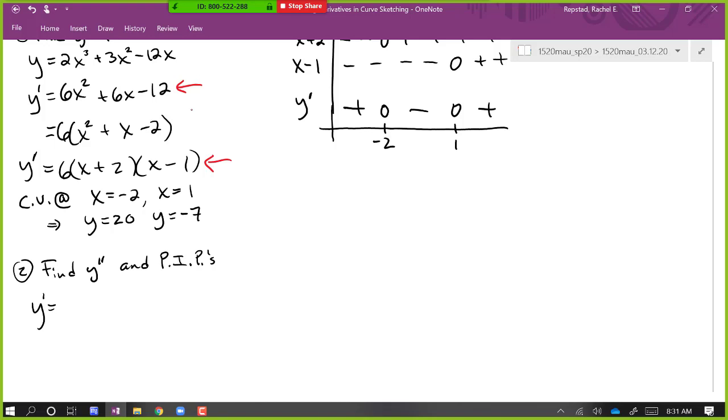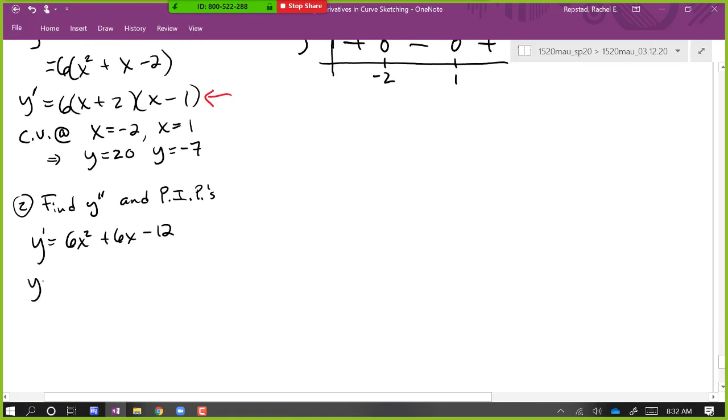Unfactored. The unfactored one, right? Because I don't want to use the product rule. So y prime is 6x squared plus 6x minus 12. So that means our second derivative is 12x plus 6. Great. All right, so the second derivative is linear. We could take out a 6 if we want. Really, that's up to you. I don't know if it makes it any easier to work with, but it's just a linear function, so we can find where it's equal to 0 pretty easily.